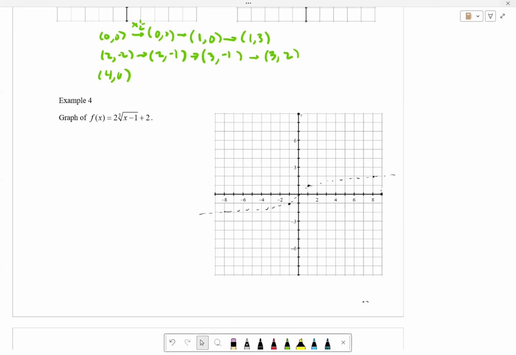Okay, can you show me what this 2 is going to do? Everybody, show me what the 2 is going to do. It's outside, so it is a vertical stretch by a factor of 2. This 1, show me what that's going to do. Move the whole thing to the right 1 and then up 2. So again, you're not making any sort of table of values, you're just taking each one of those points and doing these 3 things.